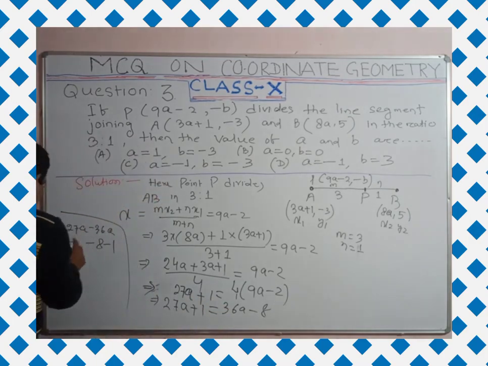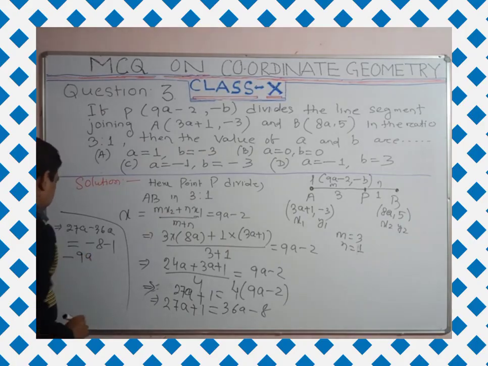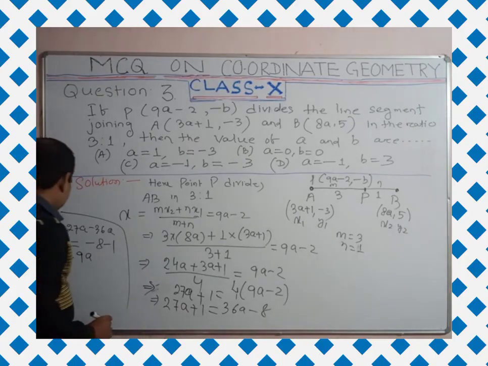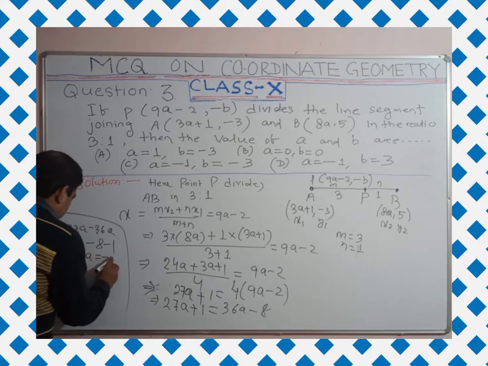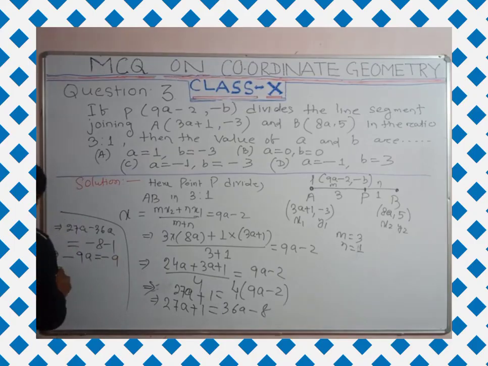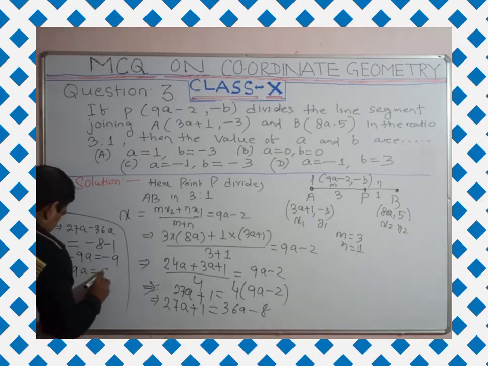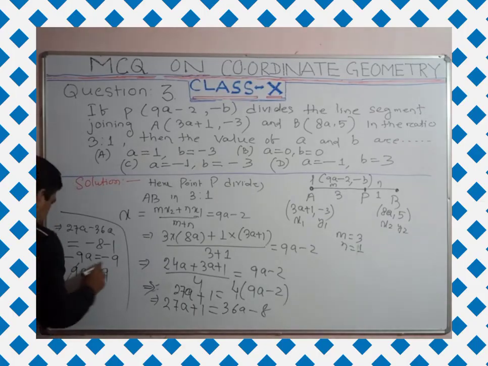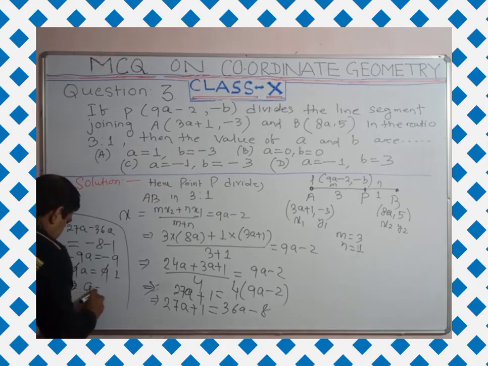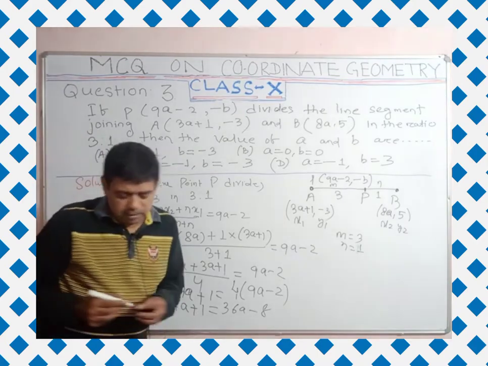So here 27 minus 36 is equal to minus 9a. Yes or no? Minus 9a is equal to minus 9. And here minus 9a will be plus 9a, and minus 9 will be plus 9. So here 9 will be cancelled. The value will be 1. Hence a value is 1. The value of a is equal to 1. Understand? So we get the value of a is 1.